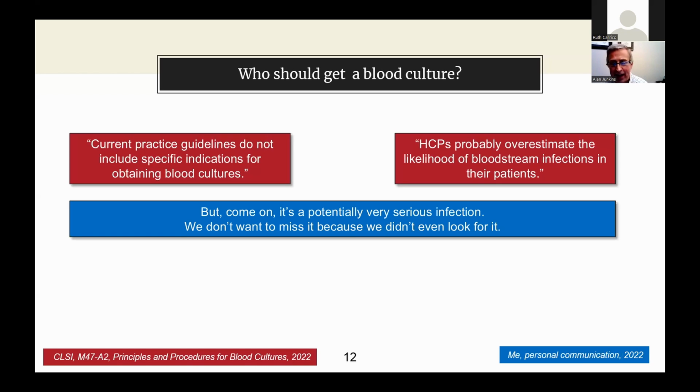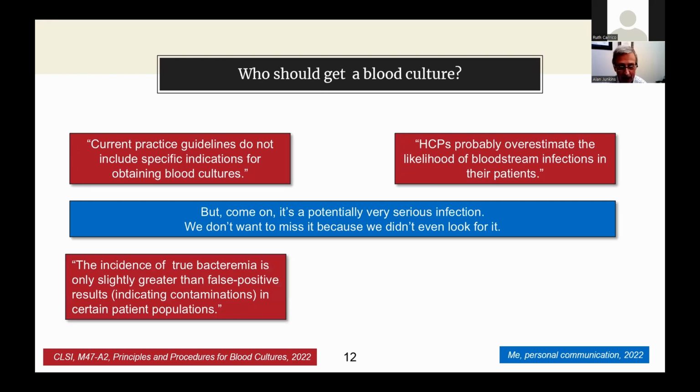Now, I would counter that a little bit, and you might be like me. You just saw that 90 to 95% of our blood cultures are no work for the microlab whatsoever. This is a potentially very serious situation. If I were taking care of a patient, I wouldn't want to be in a situation where I'm going to miss it because I didn't even bother to look for it. So if there's any chance whatsoever this patient has sepsis or bacteremia, then I'm going to feel like I need to go ahead and look for it.